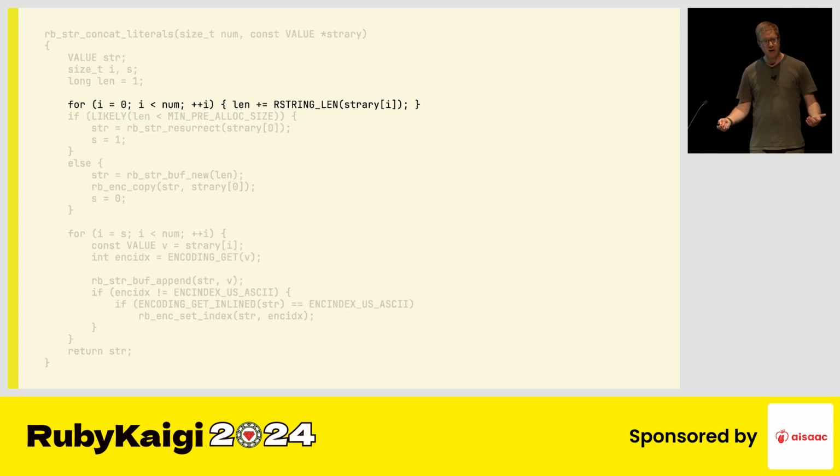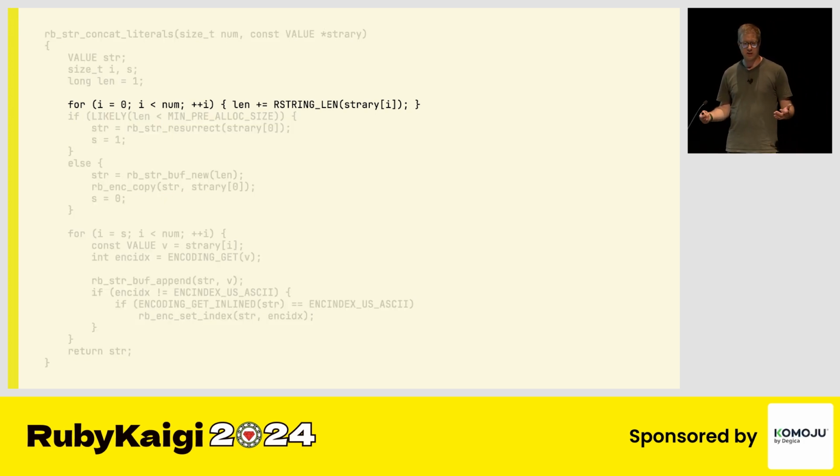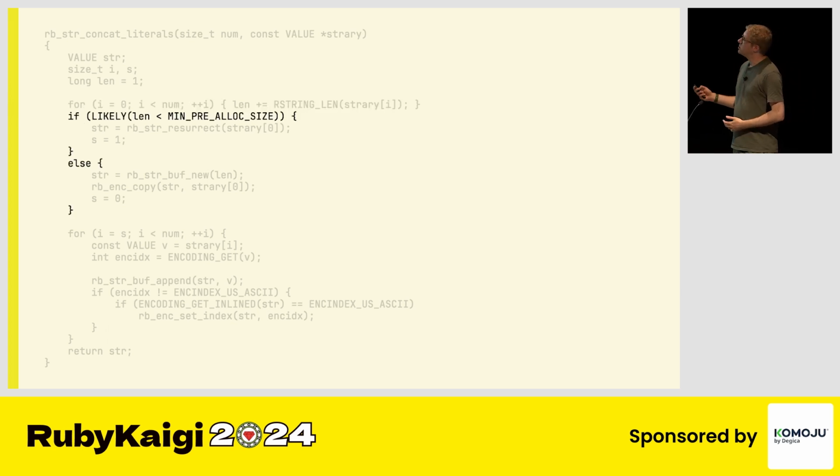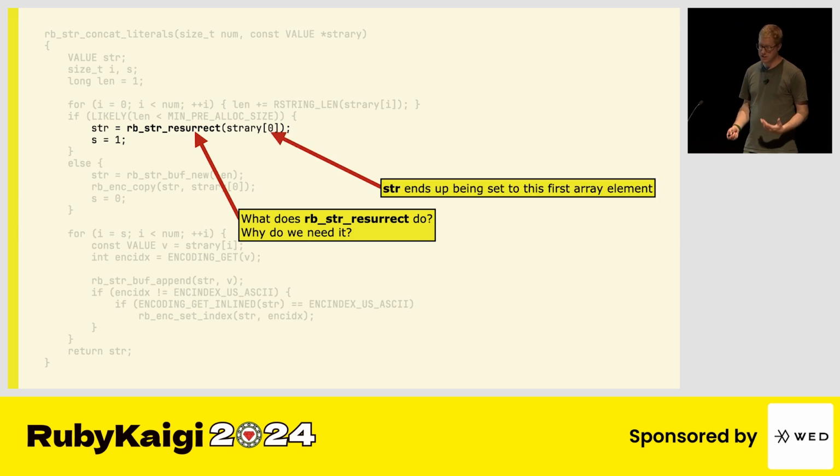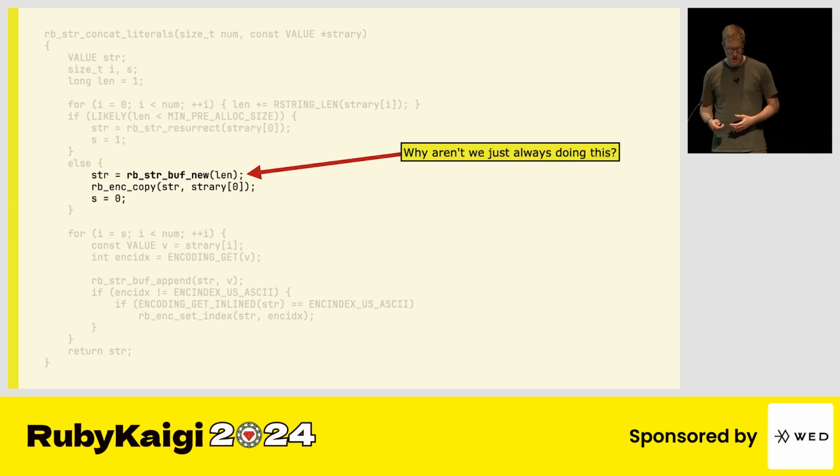But this first half felt kind of odd to me when I was reading this. It loops through the array of strings that we've passed in as the very first thing it does, and it does that to calculate the total length it needs for the final interpolated string. So it knows up front how much it has to allocate. But then it branches on this magic number, min pre-alloc size, which is hard-coded inside the source code to be 48. And if the length is less than 48, then it falls into the first path of this conditional, where it uses rbstring resurrect, which will eventually set the base string that we're working on to be the first element of the array that we've passed in.